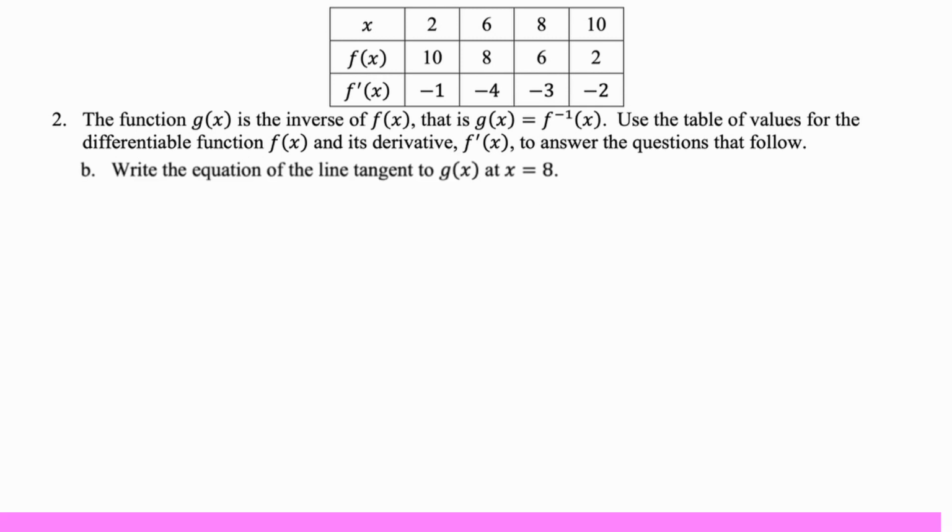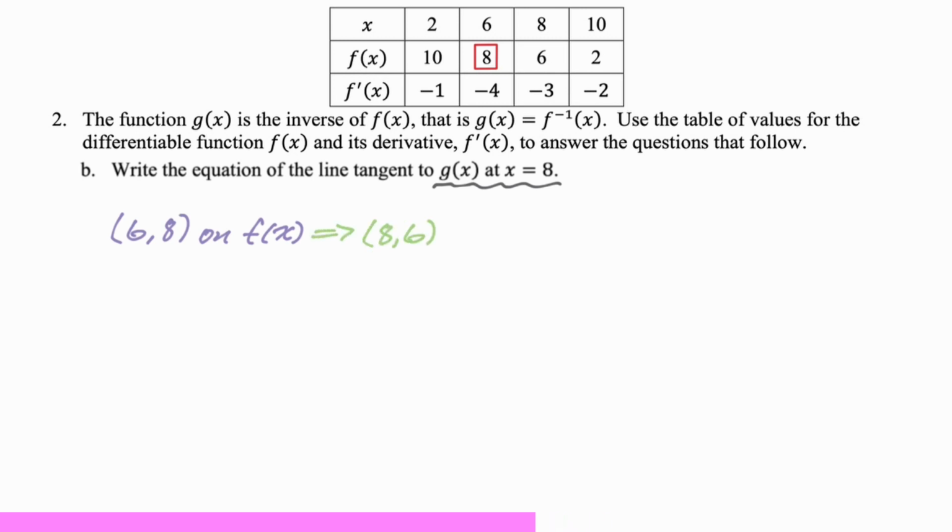Part B. Write the equation of the line tangent to g of x at x equals 8. This is another one. Don't overthink it. Just know what you're doing and get it done, right? So this x equals 8 is for g of x, which means it's a y value for f of x. So find that in the table, which means we're dealing with the point (6, 8) on f of x. So the ordered pair on g of x is going to be (8, 6).